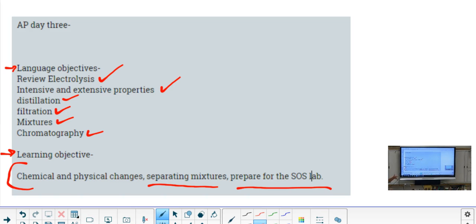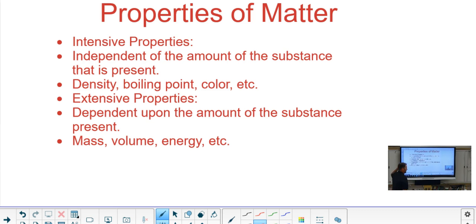Boom. Here we go. So there's your objectives again, just for those watching the video. Moving on. Actually, moving on that page over there. There we go. So, intensive properties.